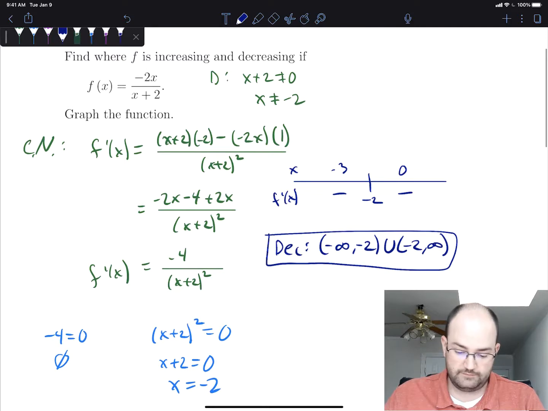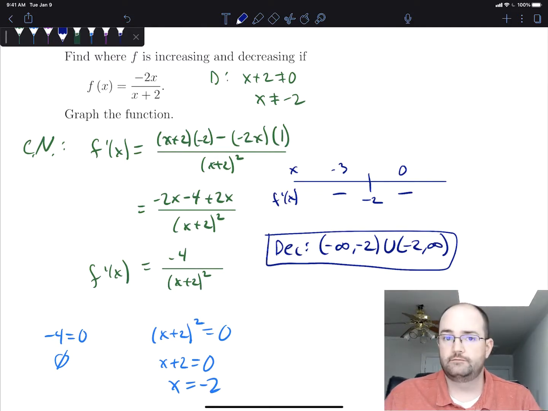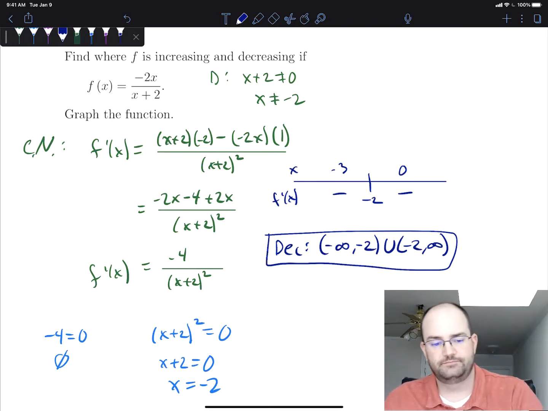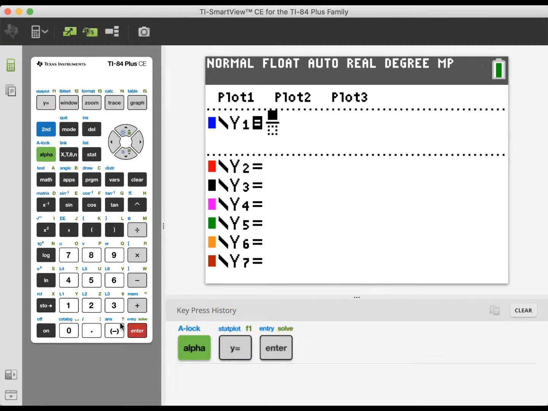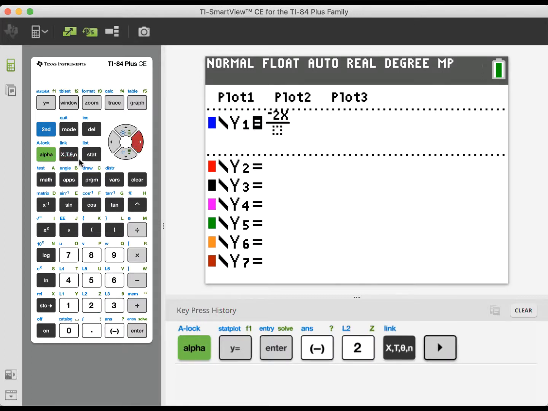Well, I believe that's it so far, so the only thing we have left to do is to graph, which means I need to see you at the calculator. See you there. Okay, welcome to the calculator. On y equals, we're going to do alpha y equals enter, and then type in negative 2x, and then over x plus 2.